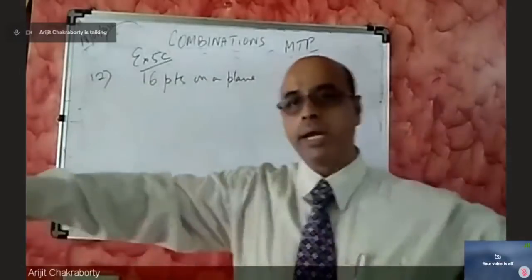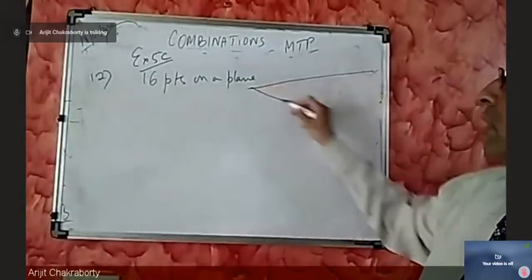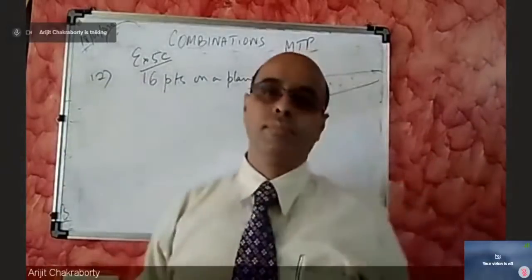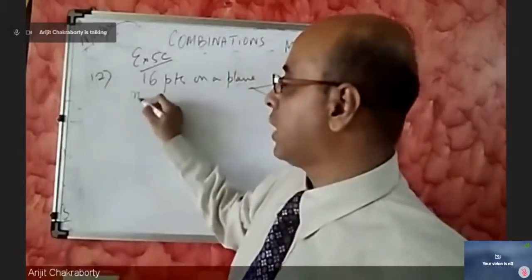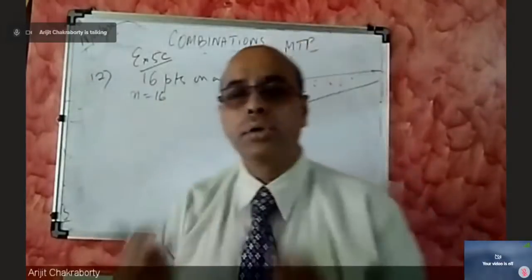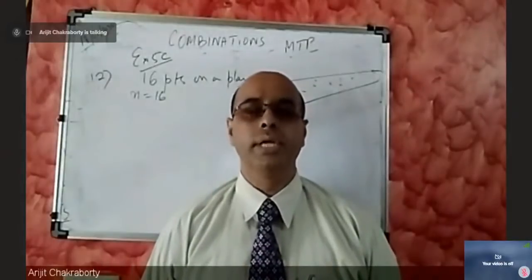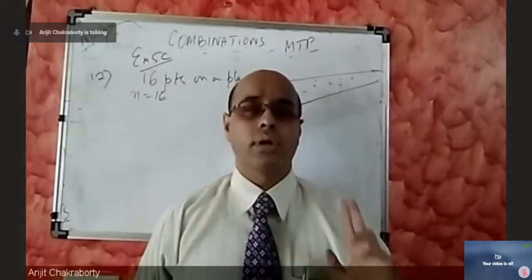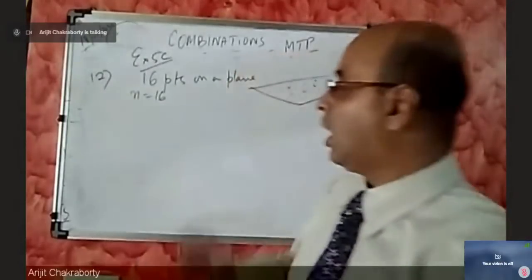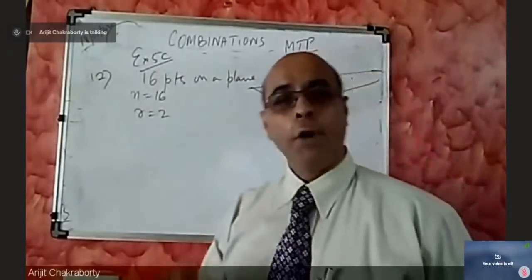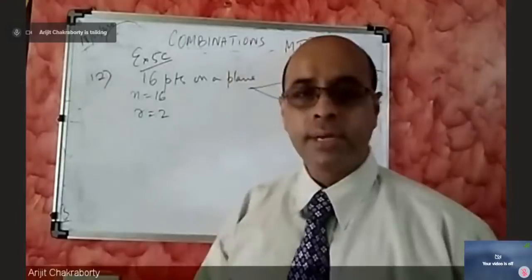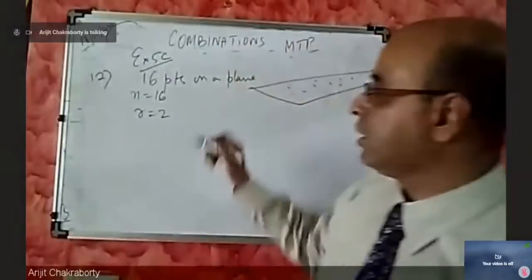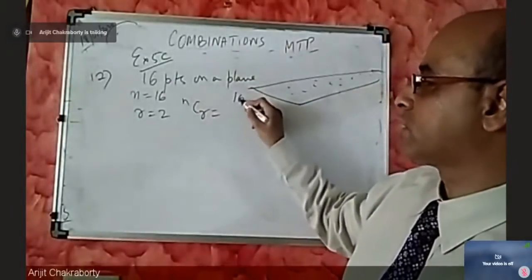So it's a plane sheet, and there are 16 points. How many straight lines can you obtain? Here we can easily understand n is 16, and to draw a straight line, how many points do you need? Like we did a problem on a triangle, we need 3 points to draw a triangle. For a straight line we need 2. So r is 2. It is very simple, selecting 2 out of 16. How many combinations can be done? So nCr, in this case 16C2.